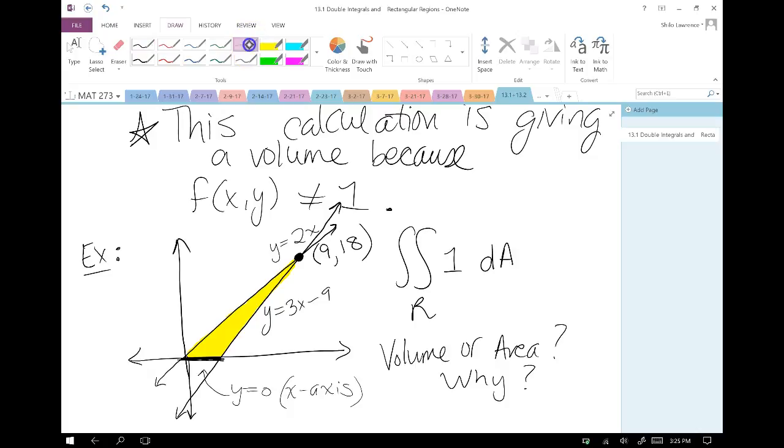So the trick with this one is if you do this vertically, the bottom boundary changes. Over on the left, the top boundary is 2x, the bottom boundary is 0. But over on the right, the top boundary is 2x, the bottom boundary is 3x minus 9. The bottom boundary changes. And that's okay, but you would have to break it up into two problems, which is not always fun. It might be worthwhile to look at this thing horizontally so you don't have to break it up.